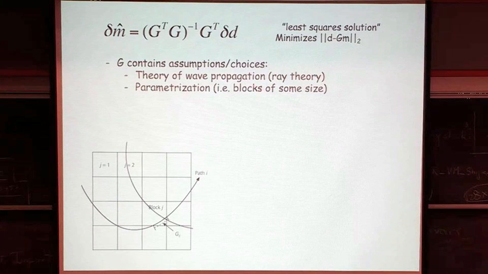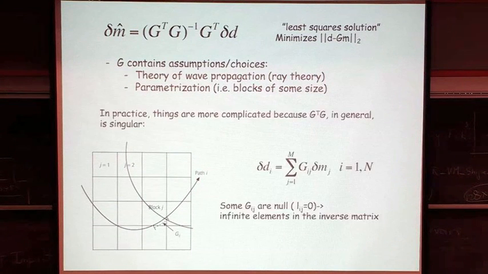Now, in practice, things are more complicated because in general, this matrix G^T G is not invertible, it's singular. So if you think in terms of eigenvalues, it will have some null eigenvalues, right? And there will be a null space. So in fact, there will be an infinite number of solutions. You can add to any solution a solution in the null space, and that's a solution. Okay, so you have a problem.